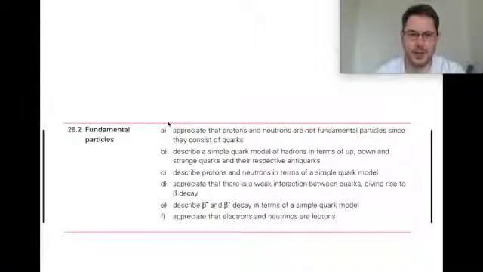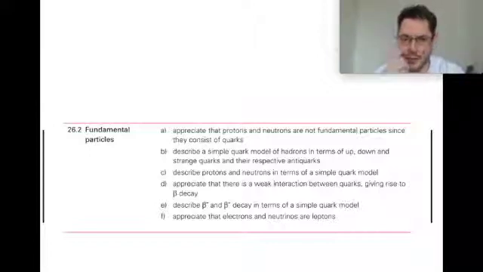Today we're going to be looking at fundamental particles, and we're going to learn that protons and neutrons are not fundamental particles since they consist of quarks. So previously we would have probably learned that protons and neutrons were as small as it gets. Turns out that's not the case. So now we're going to find things that are a little bit smaller than protons and neutrons. We're also going to be able to describe a simple quark model of hadrons in terms of up, down and strange quarks and their respective antiquarks.